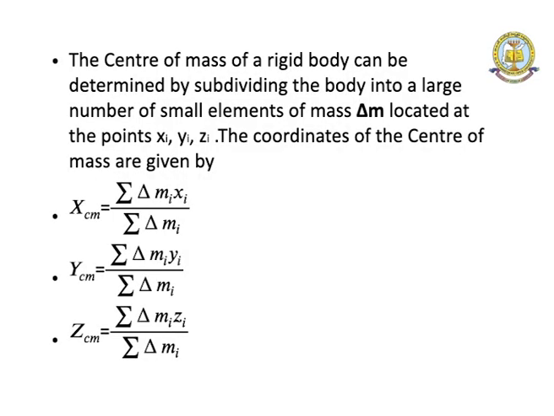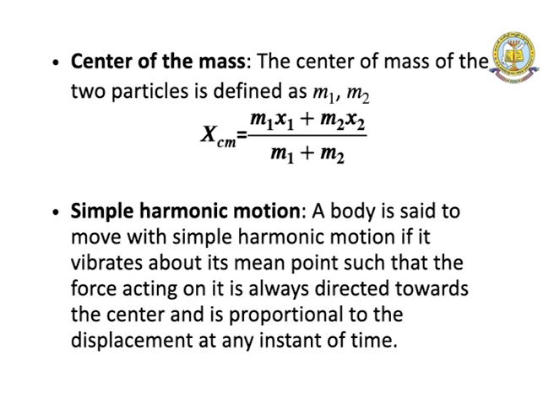The center of mass of a rigid body can be determined by subdividing the body into a large number of small elements of mass, del m, at the points xi, yi, zi. The coordinates of the center of mass, xcm, is equal to summation of del mi xi by summation of del mi, and similarly for y and z. For any two masses m1 and m2, with the origin point, m1 is at distance x1 and m2 is at distance x2. So the center of mass xcm is equal to m1 x1 plus m2 x2 by m1 plus m2.